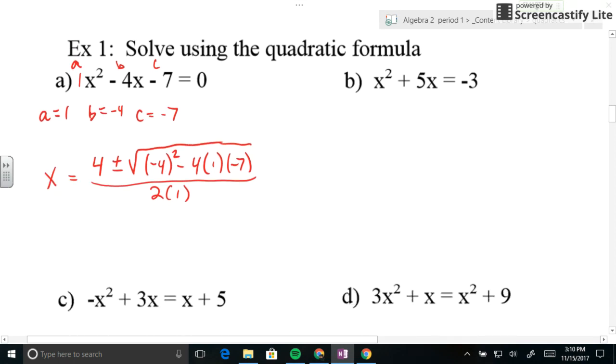So now we just simplify what's inside the square root. You could type all that in, negative 4 squared minus 4 times 1 times negative 7, in your calculator to get an answer. Since I don't have my calculator, I'm just going to do the math. So negative 4 squared is 16. And negative 4 times 1 times negative 7 is actually a positive 28. And then you divide it by 2 times 1, which is 2. So once again, this is what x equals. Now I actually have to do the 16 plus 28. So I get 4 plus or minus the square root of 44 divided by 2.